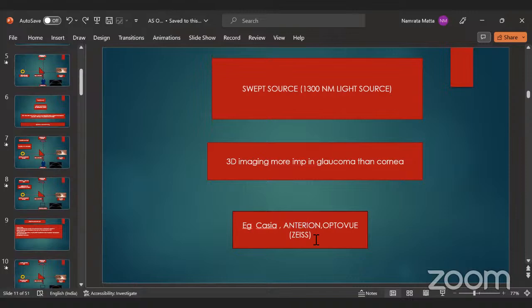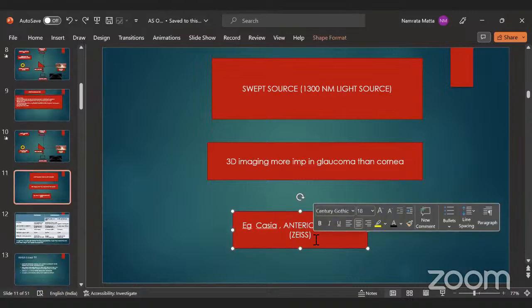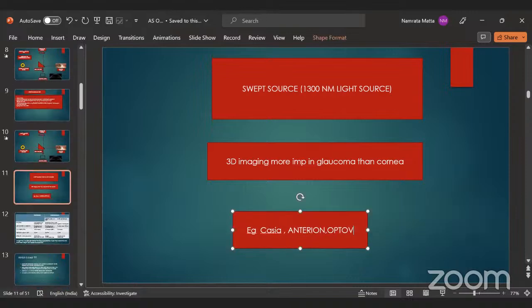Optoview and Zeiss: Zeiss earlier had an ASOCT called Visante, but nowadays they don't have it. So mainly Anterion and Cassia are purely anterior segment OCTs. And the advantage of 1300 nanometers is that it penetrates the sclera more. The retina OCT that we use will not be able to see inside the sclera, but this one will have more penetration.